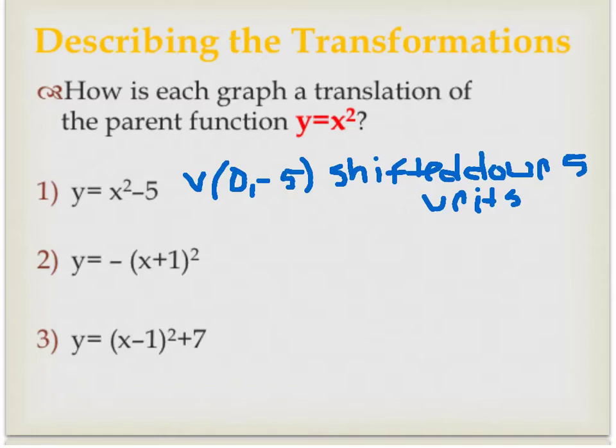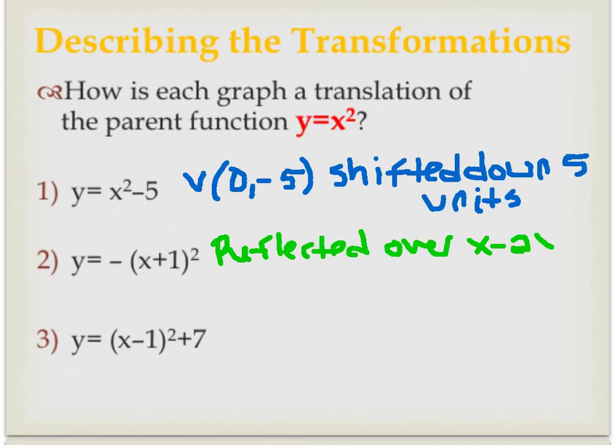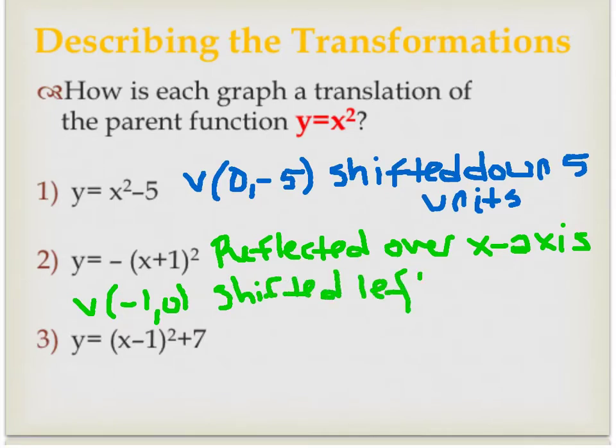Alright. Now what about number 2? Well, a couple things happening here, right? I have a negative sign in front. That negative sign tells me something, right? I'm reflected over the x-axis. But that's not it, right? So something else happened right here. That means that h is negative 1, right? My vertex is at negative 1, 0. Now, what does that mean? That means I went left 1, so I shifted left 1 unit. So 2 transformations there, right?